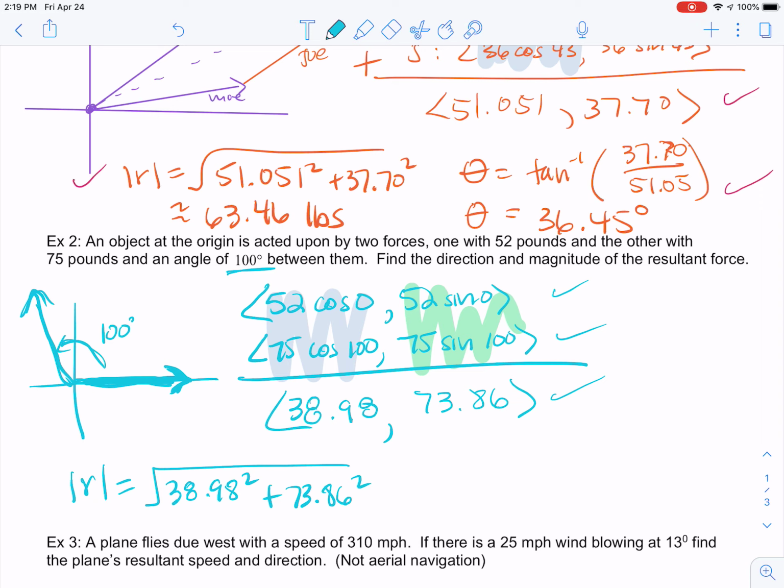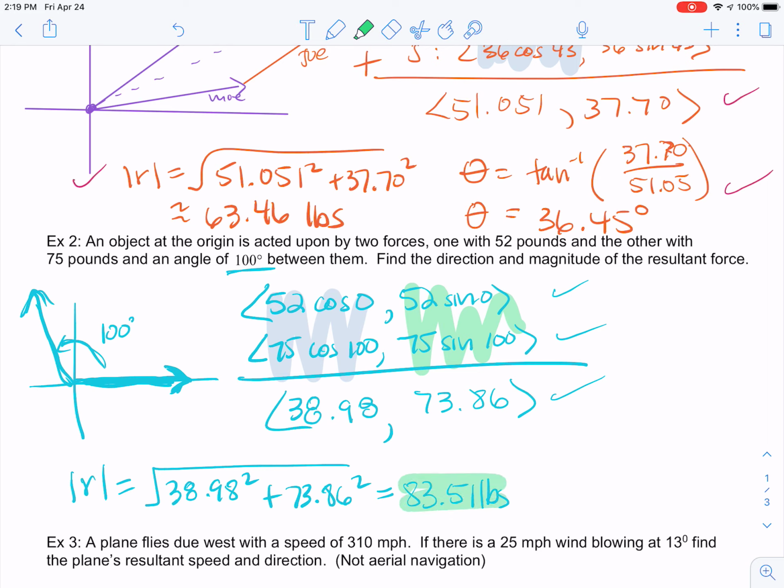squared. So you're going to type that in, 38.98 squared, type it in all at once, 73.86 squared, okay? And that gives me a magnitude of 83.51, okay, and that's going to be pounds.